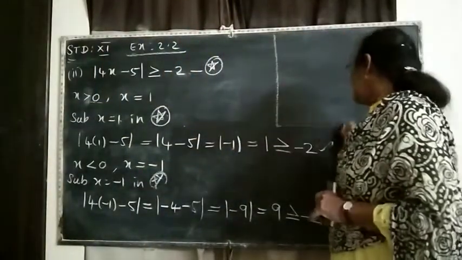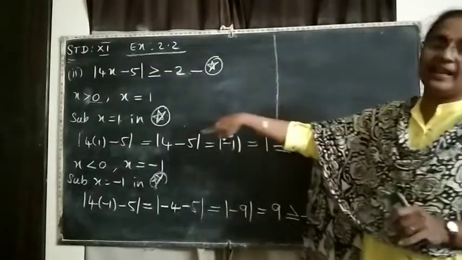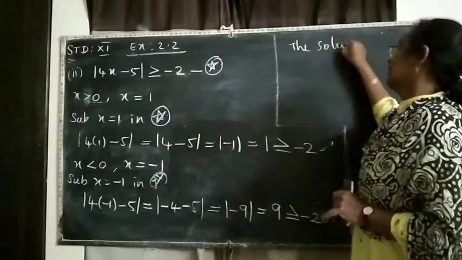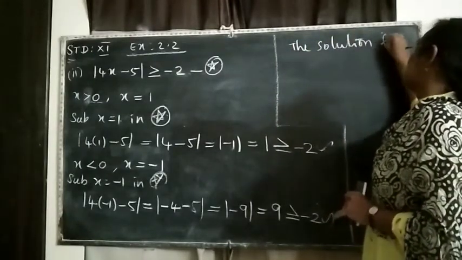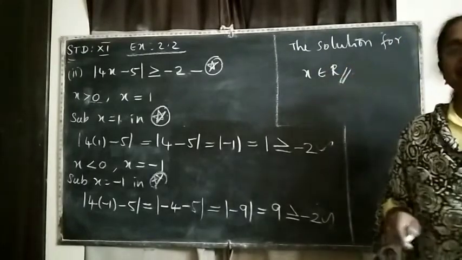So now, in both the cases, since x belongs to the positive value as well as the negative value, I can say the solution for x belongs to real numbers. Is it clear for you?